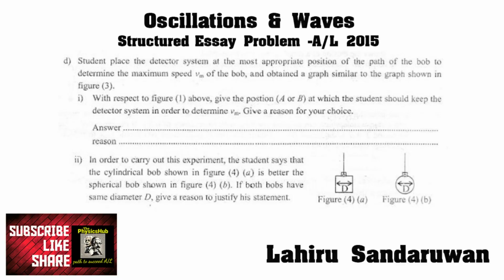Then part D. The student places a detector system at the most appropriate position of the path of the bob to determine the maximum speed Vm of the bob and obtains a graph similar to the graph shown in figure 3. With respect to part 1, with respect to figure 1 above, give the position, A or B, at which the student keeps the detector system in order to determine Vm. Give reasons for your choice. You have to consider figure 1.